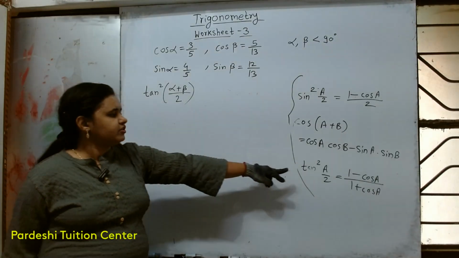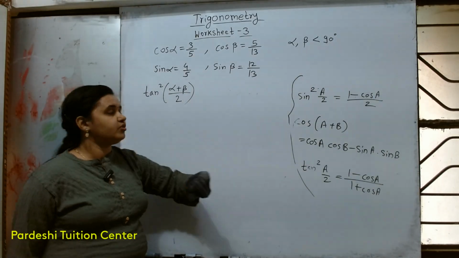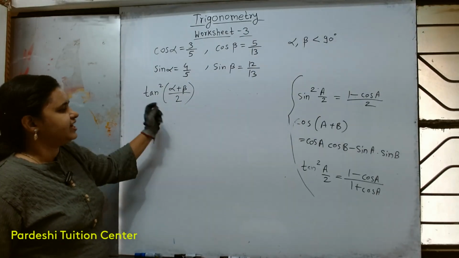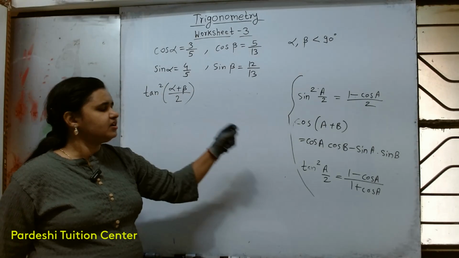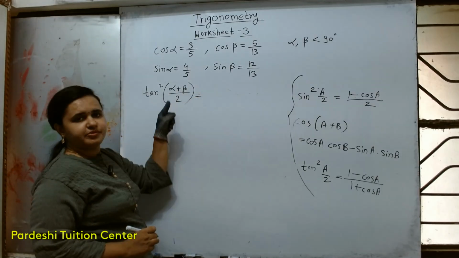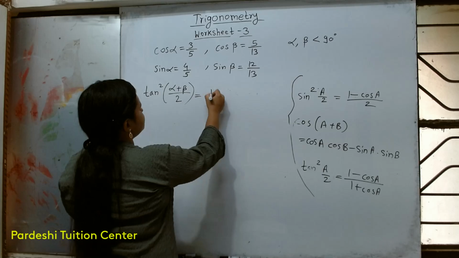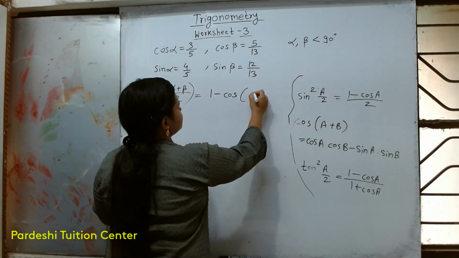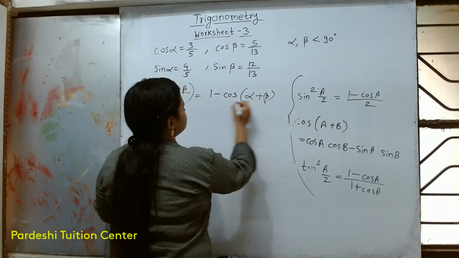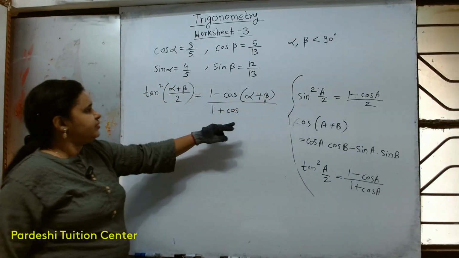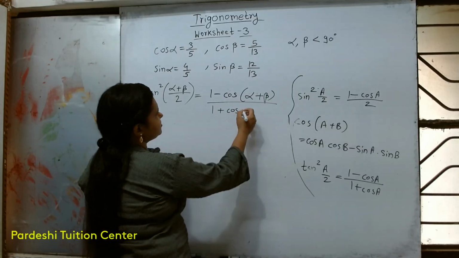Now the formula for tan square A by 2 is (1 minus cos A) upon (1 plus cos A). If we consider this alpha plus beta as A, we can put that formula in this. So tan square (alpha plus beta) by 2 will be (1 minus cos of alpha plus beta) upon (1 plus cos of alpha plus beta). Our A is alpha plus beta again.